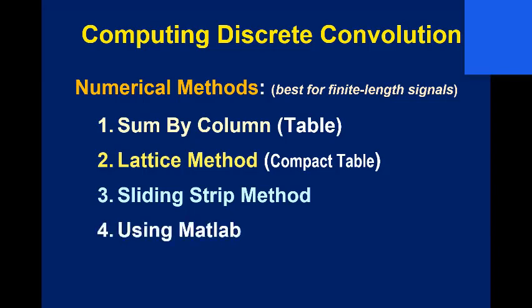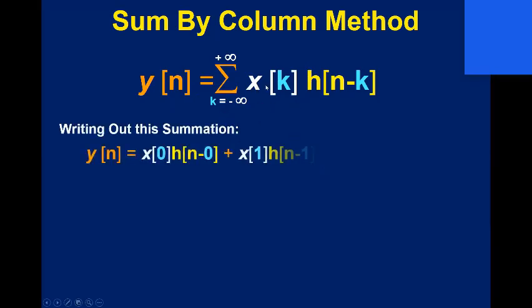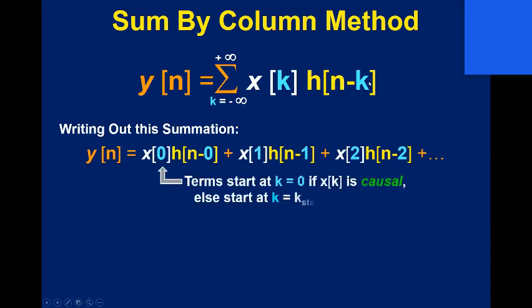We'll show you how to do a convolution with MATLAB. It turns out to be pretty straightforward. And we'll show you an analytical method for doing it as well. So the first method is the sum by column method. If we look at the convolution sum and just start writing out the terms implied in the summation, starting maybe at k equals 0, we would have an x of 0, h of n minus 0 term. Then for k equals 1, we'd have x of 1 times h of n minus 1, and x of 2, h of n minus 2, and so on.